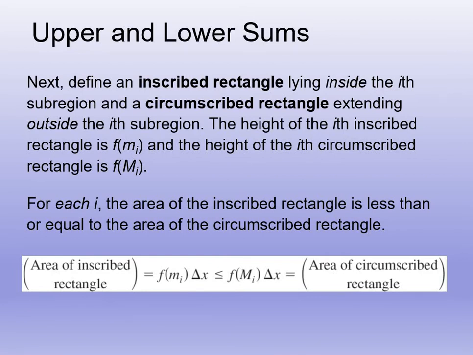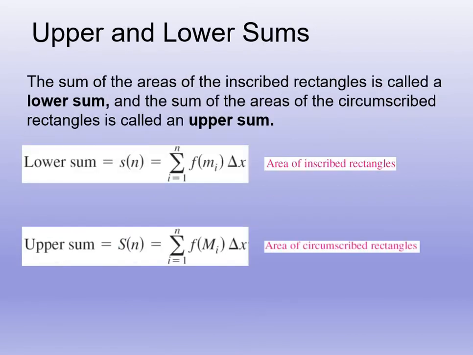So we're going to have to find the area of the inscribed rectangles, the rectangles below the curve, and we're going to have to find the area of the circumscribed rectangles, the rectangles that are greater than the curve when we do this. So how do we calculate this? We do the lower sum, which is represented with a lowercase s of n, equals the sum from i equals 1 to n of f of little m_i times delta x. And then the upper sum is going to be capital S of n, the sum from i equals 1 to n of f of capital M_i times delta x.